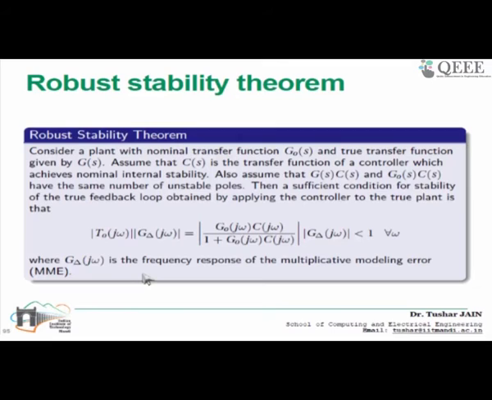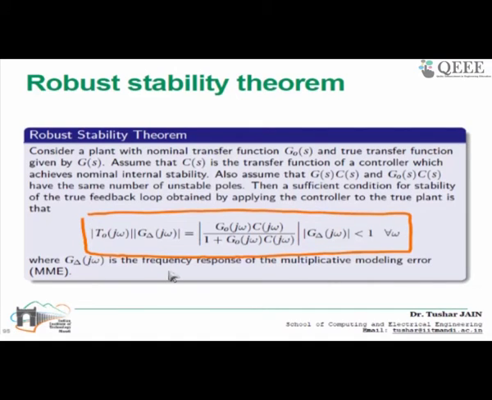Okay, then a sufficient condition for stability of the true feedback loop obtained by applying the controller to the true plant is that this one, where G delta is the frequency response of the multiplicative modeling error. Okay, first understand what this theorem says, what assumptions it makes, and then based on what it gives the stability conditions for the robustness. So you can directly prove this result by using the Nyquist stability criteria that we have discussed. So let's go very quickly.